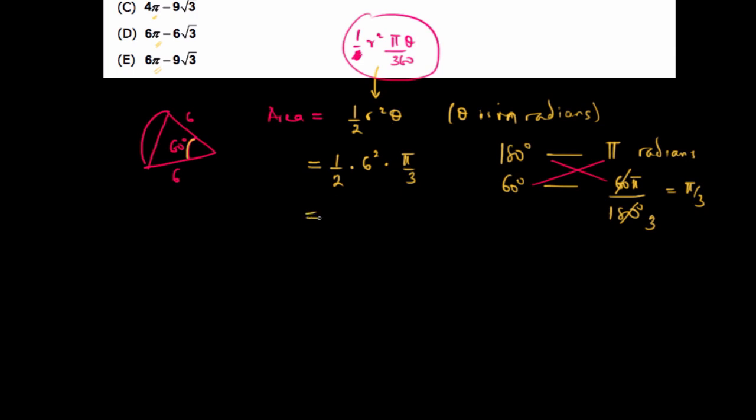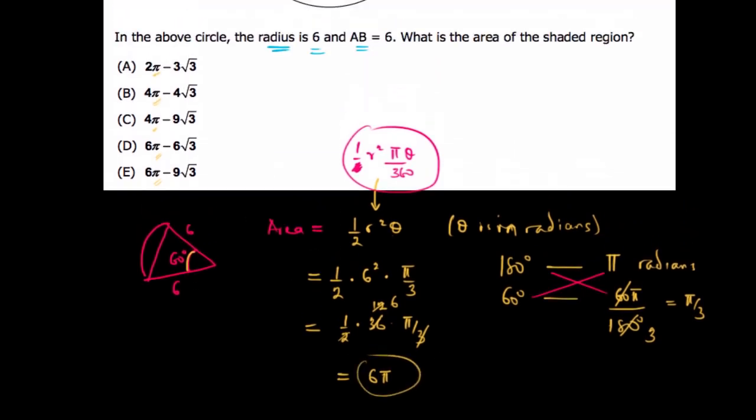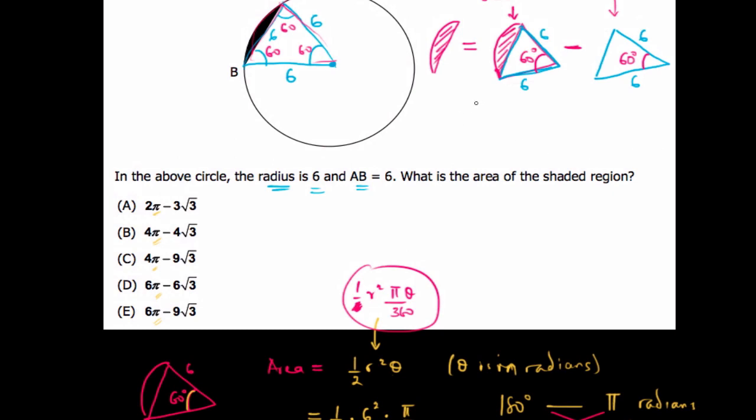So this is going to be equal to half times 36 times pi divided by 3. So 3 goes here, you have 12, and then 2 goes here, you have 6. So this is going to be 6 pi. So the area of the sector here is 6 pi. So let's go ahead and write that down. So we have here to be equal to 6 pi minus the area of the triangle.